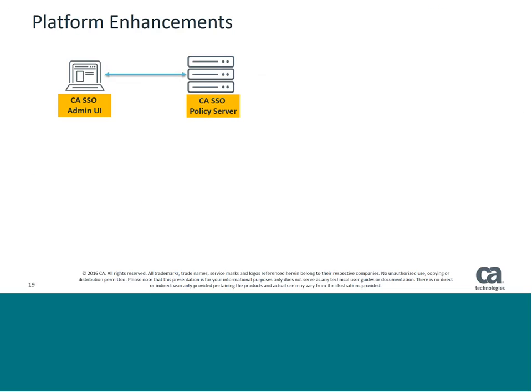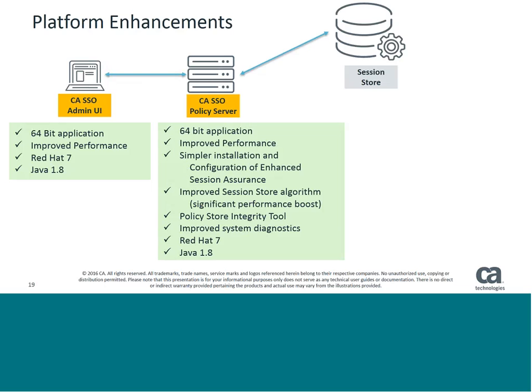When it came to platform enhancements, for the admin UI we had Java 8 support, and of course 64-bit support for the admin UI itself. For the policy server, we had a whole lot of features for simpler installation and configuration of enhanced session assurance, and improved performance. We improved the session store algorithm. If you're using advanced auth, you can maintain the risk factor in the session store and also maintain the incoming SAML assertion in the session store. We had elements of other diagnostics.